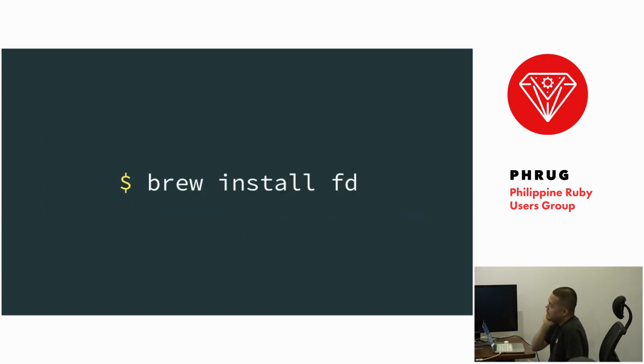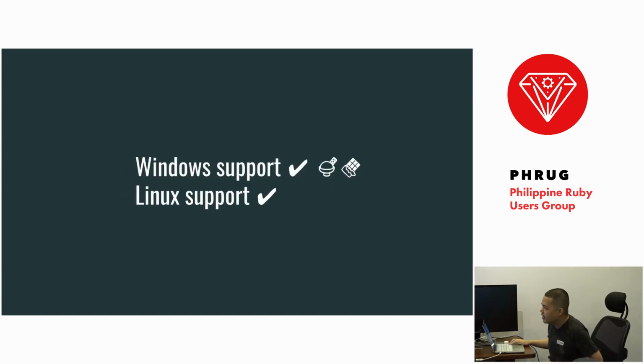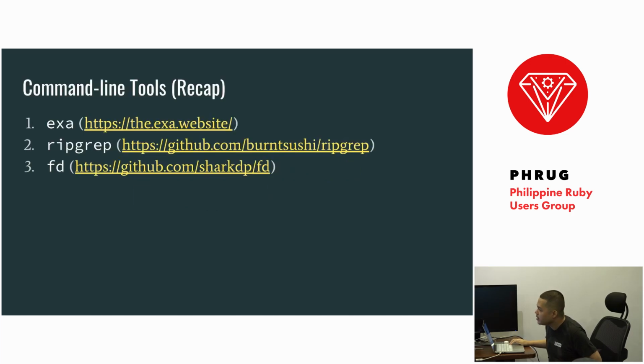As with the other 2, for Mac, you just brew install fd, and it has Windows support and Linux support. So yeah, as a recap, these are the 3 command line tools discussed. These are the links to the websites, and there are actually some sections in those websites, like in ripgrep. It describes why you might want to use it, and what cases where it's not a good fit maybe for you, so it can help you decide if you want to use it or not.